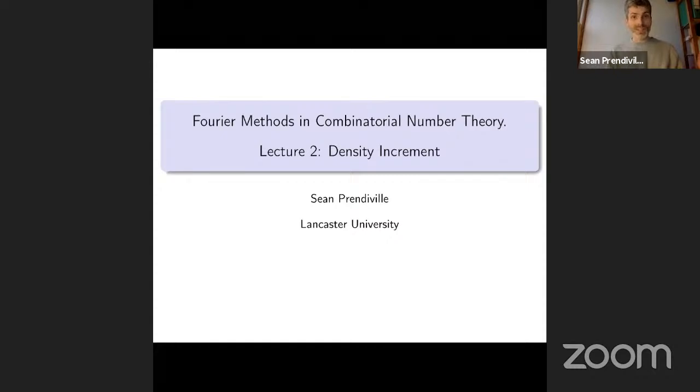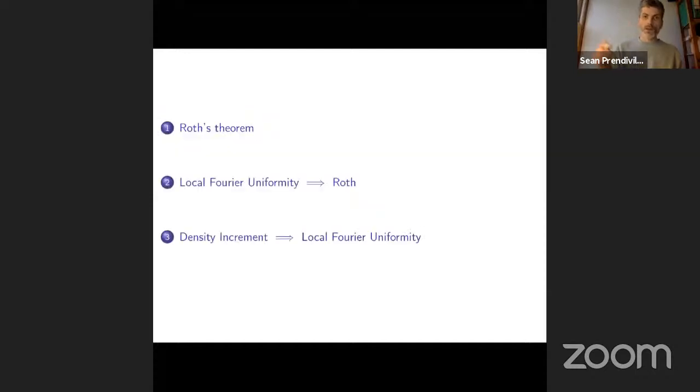So today we're going to talk about density increment. Let me give you an outline of how today's lecture is going to go. I want to motivate this technique of density increment by talking about one of the cornerstones of combinatorial number theory, which is Roth's theorem on three-term progressions. Dense sets of integers always contain three-term progressions. We're going to prove that today, in a completely qualitative, non-quantitative way, because I just want to use it as a way to demonstrate this method of density increment.